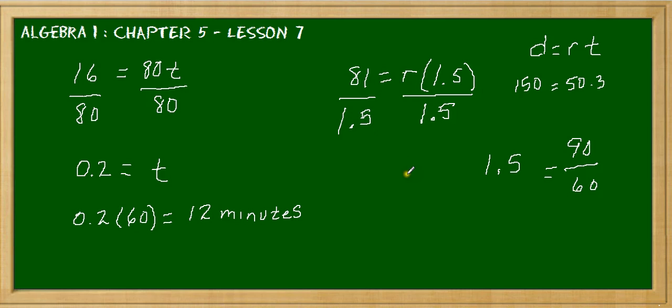And what we now have is r is equal to, remember, 1.5 divided by 1.5 will leave us with r, simply because that's a 1. And if we divide 1.5 into 81, we would have 54. Now, Mr. Jones' new rate of speed is 54 miles per hour. Okay, and we can certainly write mph as the unit, and we'll discuss that further along.